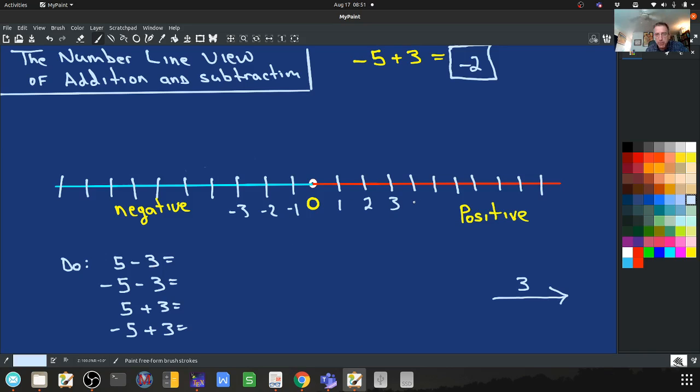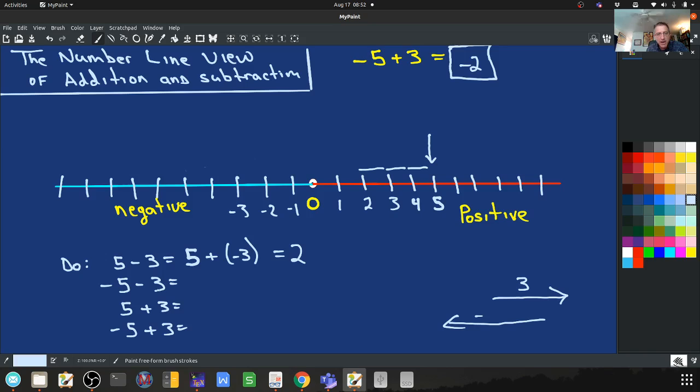So here's my starting point. My starting point is at 5, and I want to tell you this is the same as 5 plus minus 3. In other words, really, subtraction is just adding negative numbers. So I'm going to start here at my plus 5. And since I'm adding a minus 3, I'm going in the negative direction. So I go this way 3 steps. There's 1 step, there's another step, and there's another step, and I land on 2.